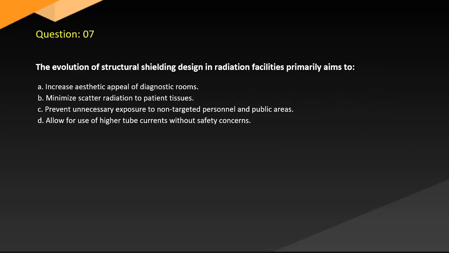Question 7. The evolution of structural shielding design in radiation facilities primarily aims to A. Increase aesthetic appeal of diagnostic rooms. B. Minimize scatter radiation to patient tissues. C. Prevent unnecessary exposure to non-targeted personnel and public areas. D. Allow for use of higher tube currents without safety concerns.